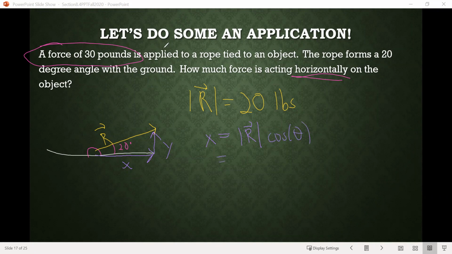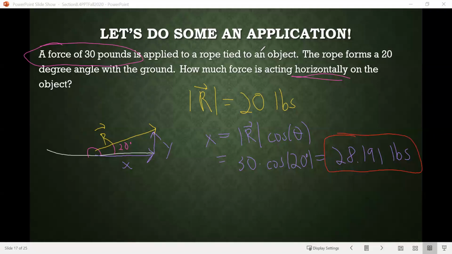So in this case, we would have our magnitude, which is 30, times the cosine of our angle, which is cosine of 20 degrees. Plop that in the calculator. It gives us 28.191 as the horizontal component. And this, in this case, is going to have the same units as the magnitude of the vector. So it would be 28.191 pounds acting in that horizontal direction.